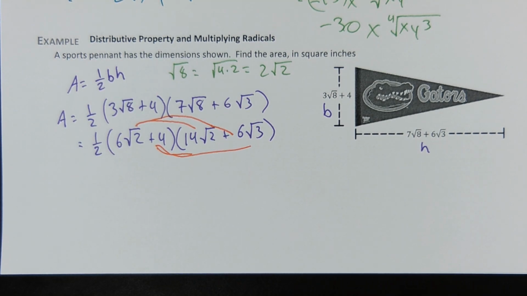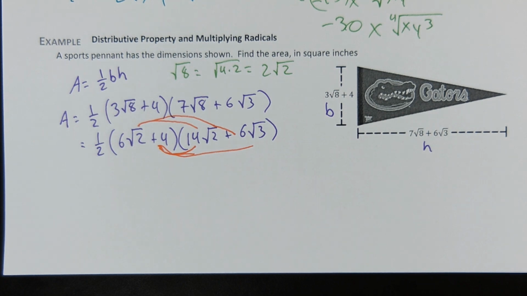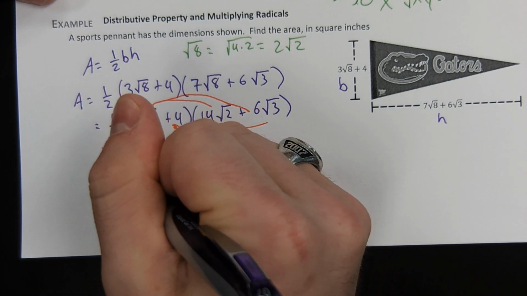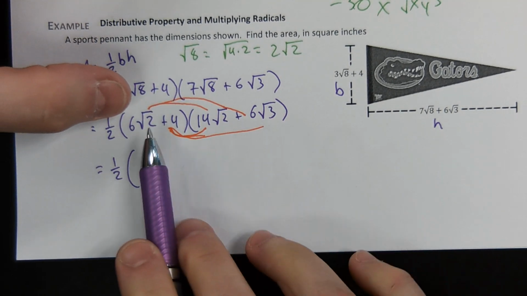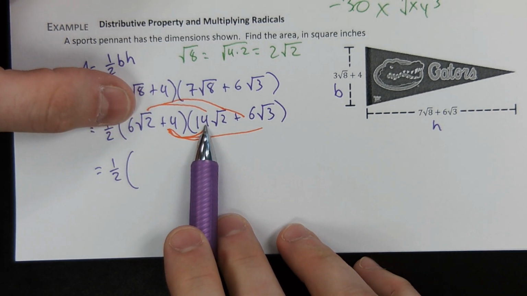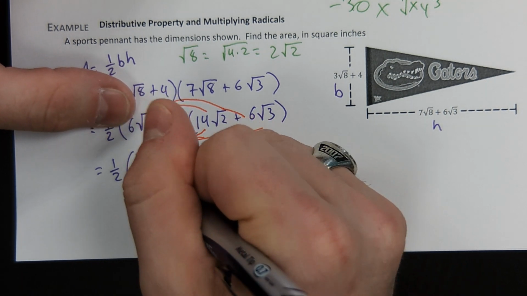Distribution. Yay. Wow, go home. Distribution, you're drunk. There we go. And I'm going to worry about that 1/2 at the end. For now, I'm just going to bring it along. 6 times 14, I don't expect you to know it off the top of your head, but 6 times 10 is 60, and 6 times 4 is 24. 60 and 24 makes 84.